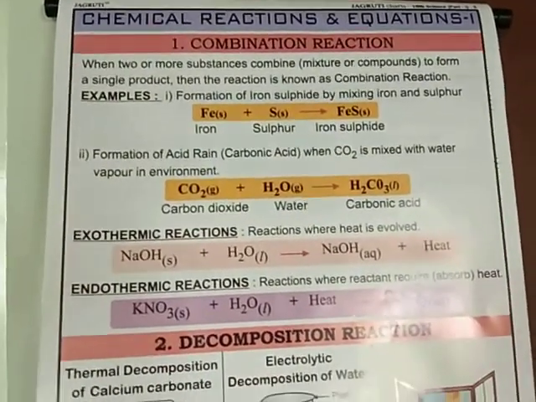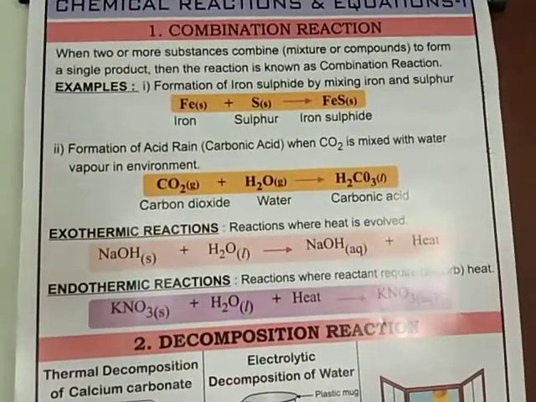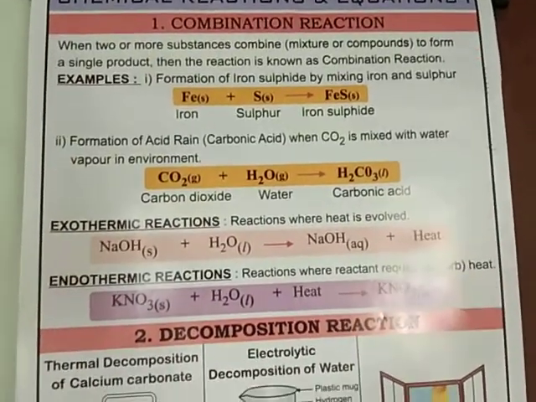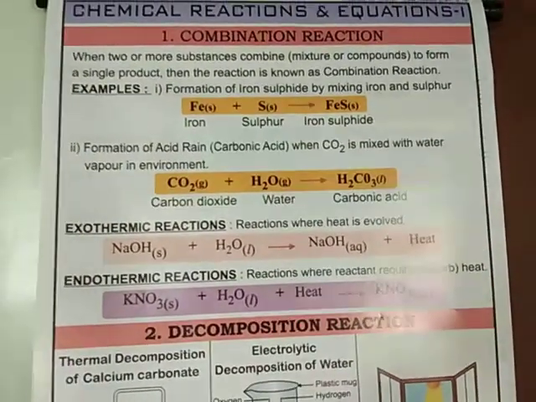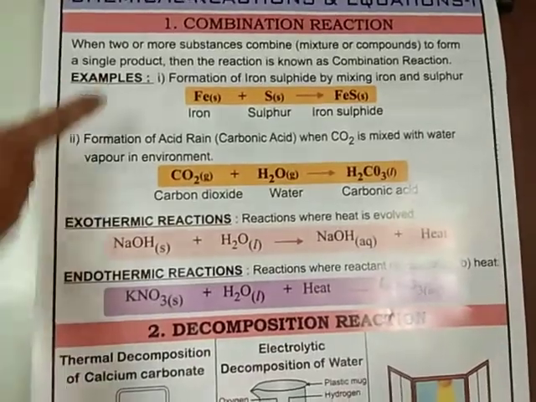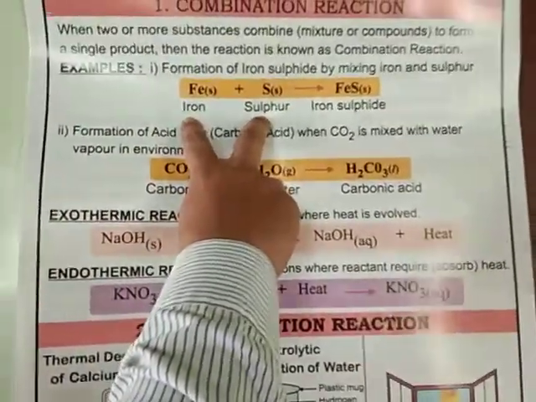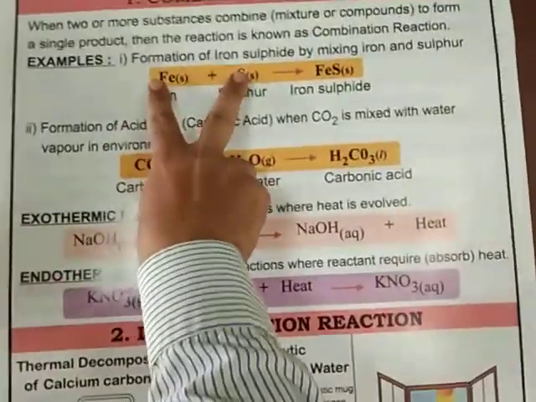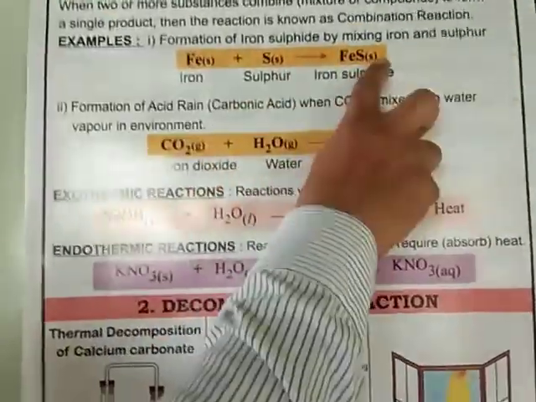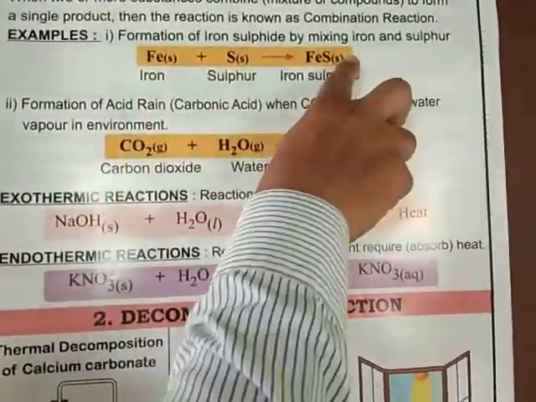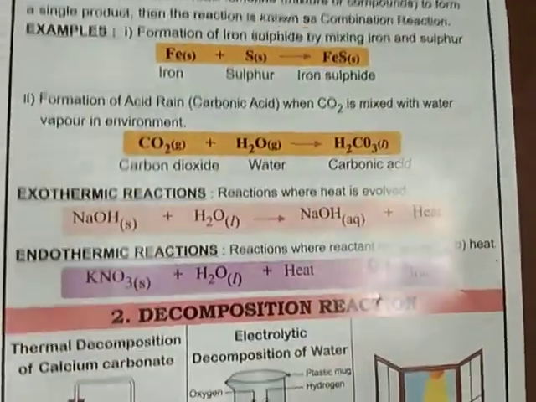Example, formation of iron sulfide by mixing of iron and sulfur, that is Fe plus S. Iron plus sulfur gives iron sulfide. This is a combination reaction. What do we say, these are reactants and this is the product. Two reactants form one product, that is a combination reaction.